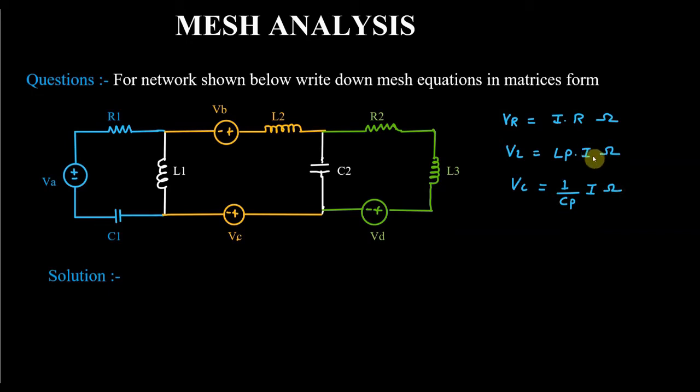Definitely this current is IL, this current is IC, and this current is IR. So the voltage across the capacitor is calculated by 1 upon Cp into IC. All this I have written in ohmic value: the voltage across resistance, the voltage across inductor, and the voltage across capacitor. For this numerical, we will be using these three formulas to formulate the equation, because we have to write only the equation in matrix form. So we will be starting with this.